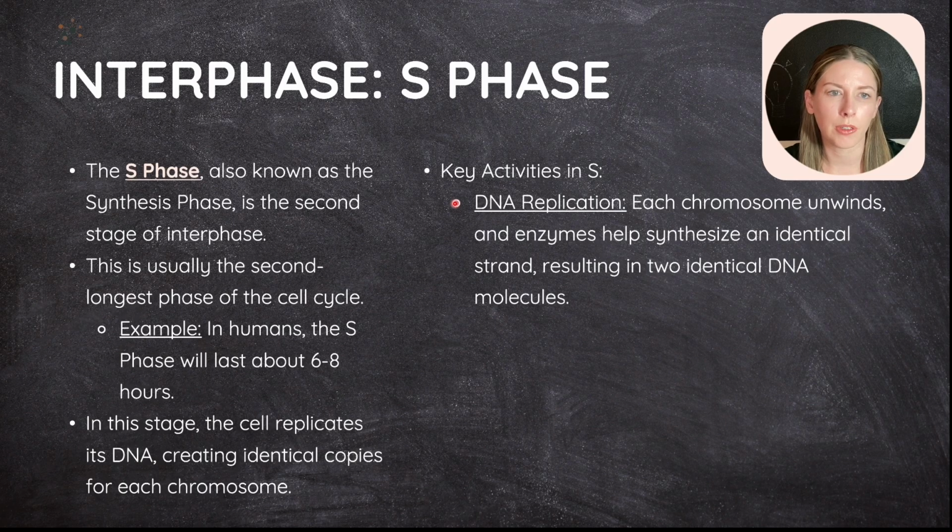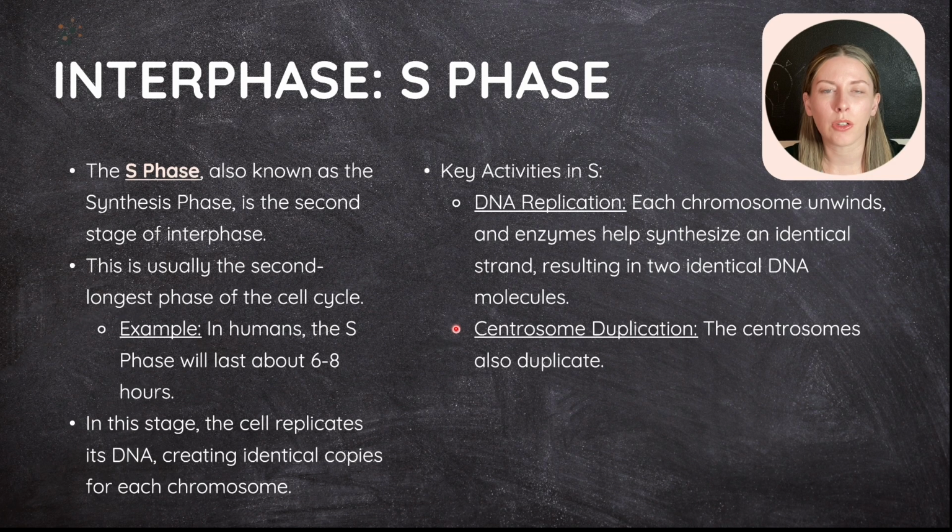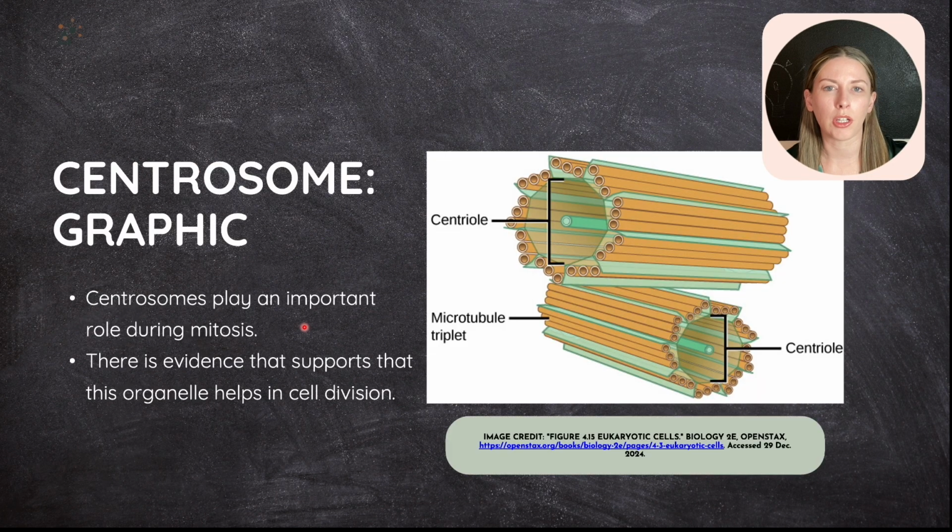By the end of S phase, the cell contains two identical copies of its DNA, and this setup is what makes mitosis possible. In addition, during S phase, an organelle called the centrosome is duplicated. Here we have a graphic of what a centrosome will look like. And centrosomes help organize structures called spindle fibers, which will later play an important role in separating chromosomes during mitosis. We'll take a much closer look at how spindle fibers work in a future video.